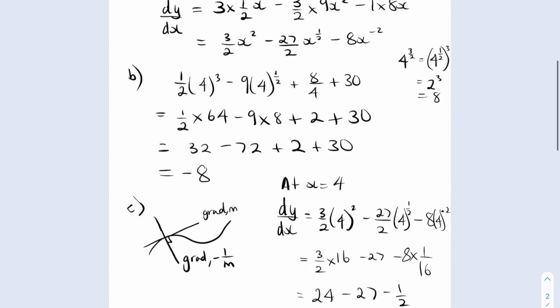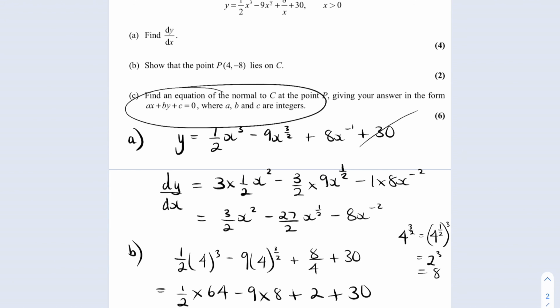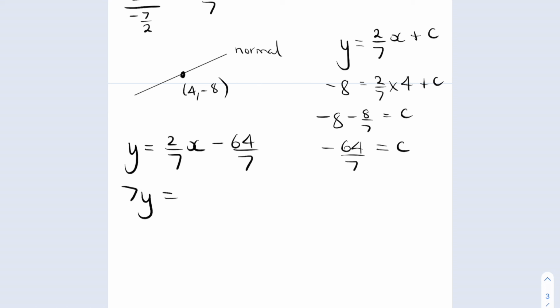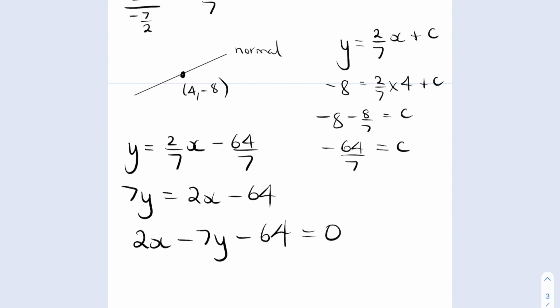But if we remember in the question, we're asked to put it in a specific format. Ax plus by plus c equals 0, where a, b and c are integers. Not confusing that c with a y-intercept. So these are not integer coefficients at the moment. So by multiplying both sides by 7, I will obtain integer coefficients. And it has to be right-hand side equal to 0. So what I can do is subtract 7y from both sides, and just put my 0 on the other side. So 2x minus 7y minus 64 is the equation of the normal.